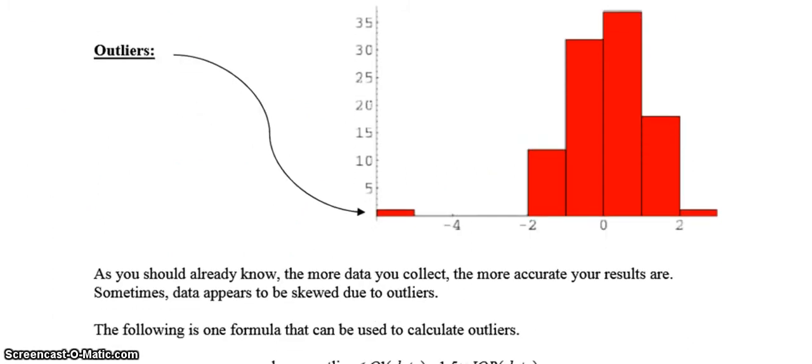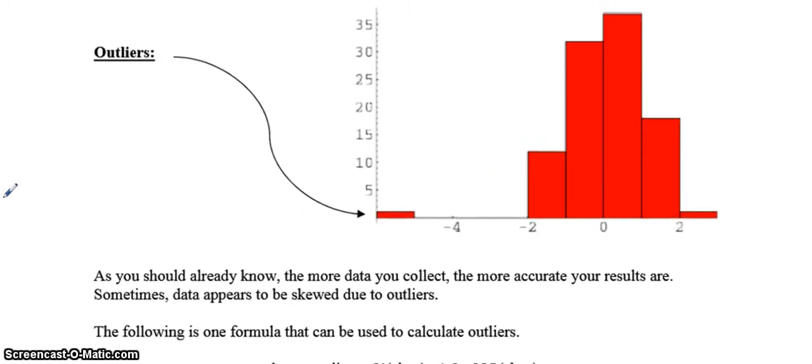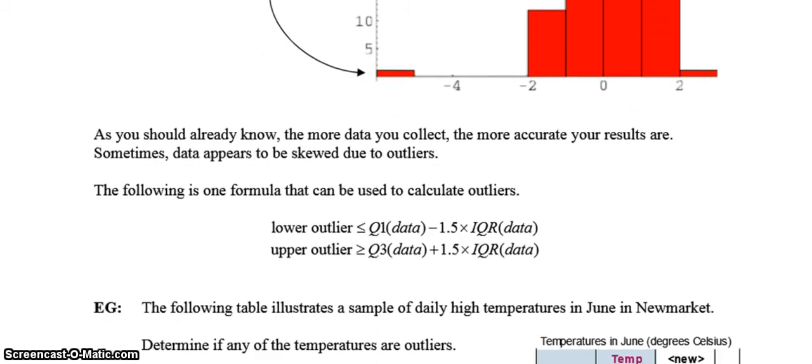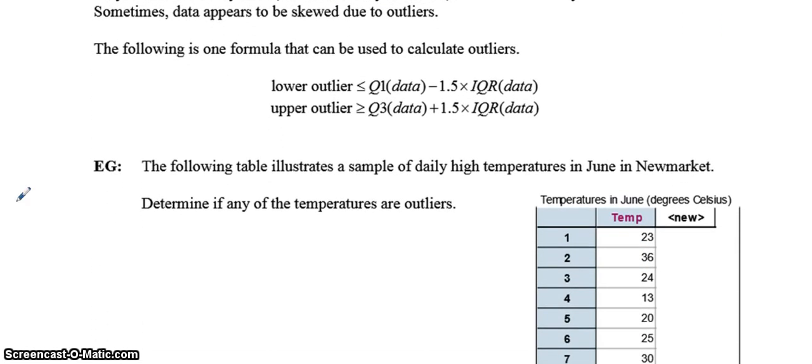The last thing we're going to do in this lesson is to determine a method that you can use to calculate whether a piece of data is an outlier or not. As you should already know, the more data you collect, the more accurate your results are. Sometimes data appears to be skewed due to outliers. The following is one formula that can be used to calculate outliers. It is not the only formula, but it's the formula that we are going to use in this class.